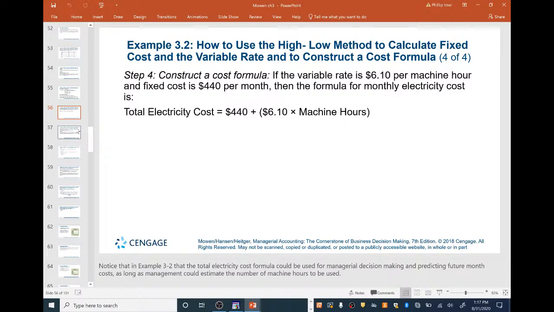Okay, so once again, we have total electricity cost is the 440. What's the 440? That's our fixed cost. What's the 6.10 right here? That's our variable rate that we found in step 2. Fixed cost was found in step 3. Machine hours, that's just going to be given based upon the machine hours that is used within the period.